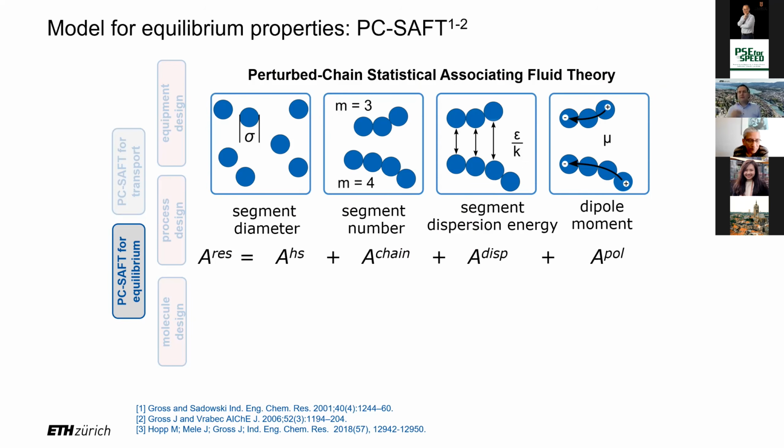It's not arbitrary. It's really like the segment number, the length of the molecule, increases with chain length and so forth. So this already indicates that there's a strong predictive power in the model. And that's key for us to take this model, which has been used heavily in thermodynamics to correlate data, and now also use it for molecular design.